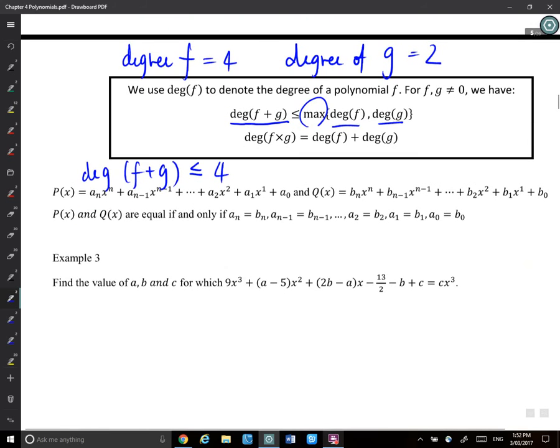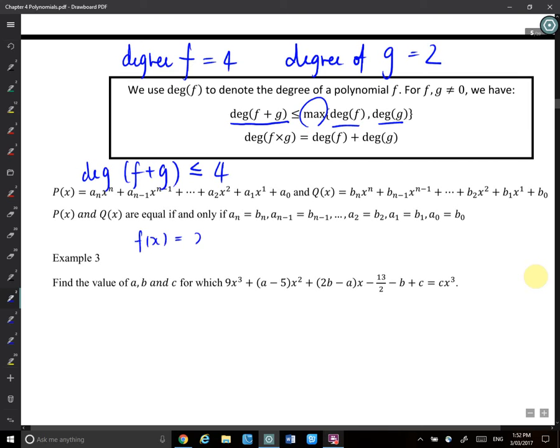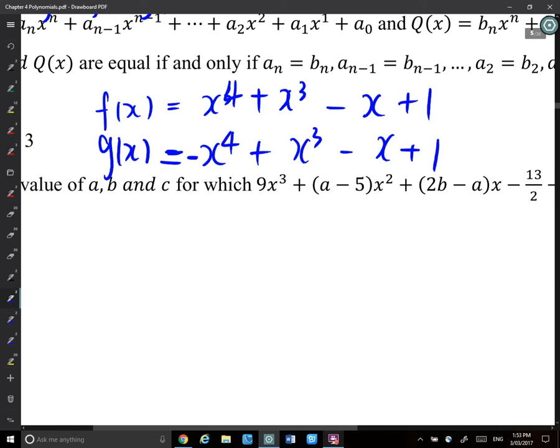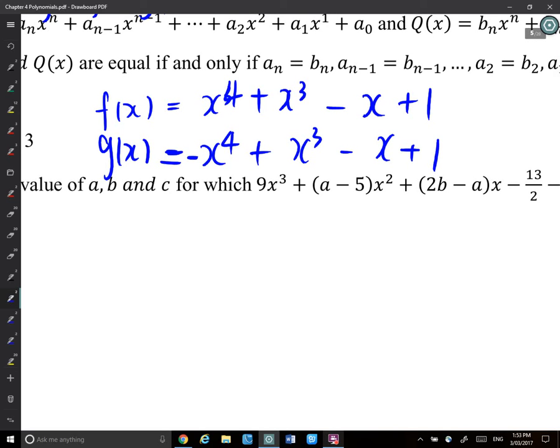Say we have f(x) equals x to the power 4 plus x to the power 3 minus x plus 1. And g(x) has the same thing, but minus x to the power 4, plus x to the power 3 minus x plus 1. They are two different functions, but when you add them, the x to the power 4 disappears, and the highest power becomes 3. So the highest degree for f plus g becomes 3, not 4. So it reduced.